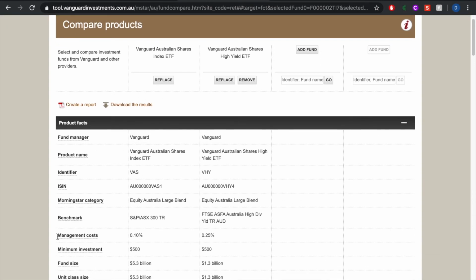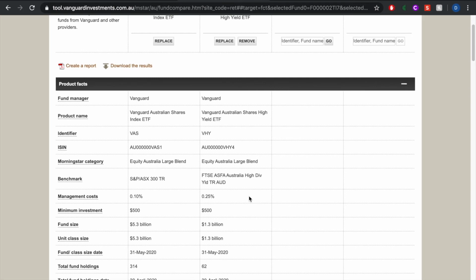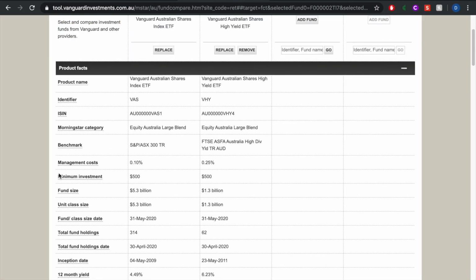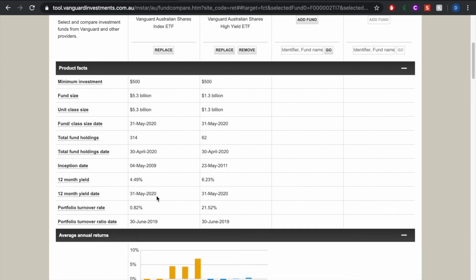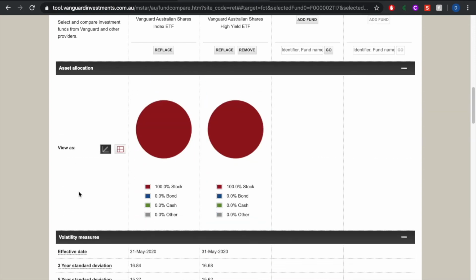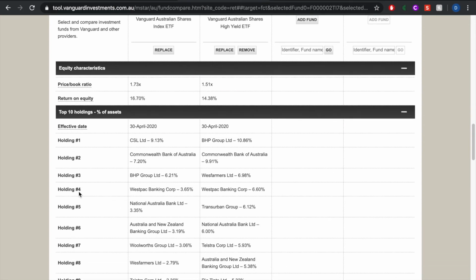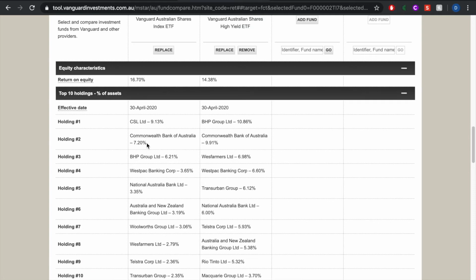It will tell you what the management cost is for each of the products: 0.1%, 0.25%. The minimum investment amount on exchange traded funds on ASX 200 is $500. This is the fund size, and this is the yield. And then you go down to the investments. Typically people look at what the underlying assets are within this fund, so you can compare this.